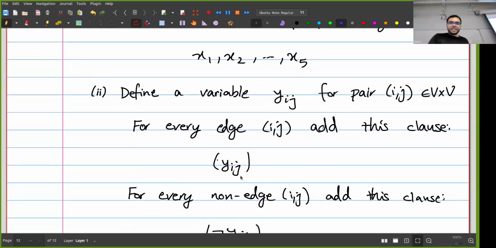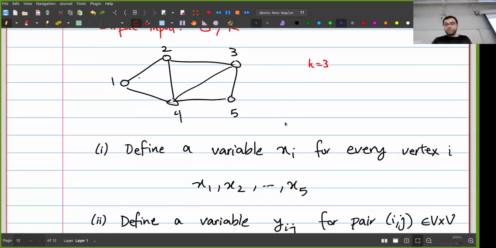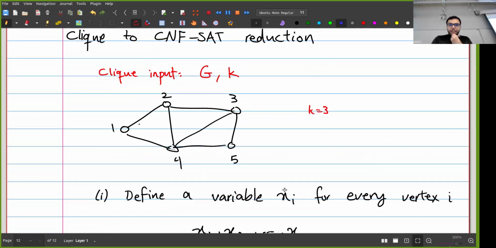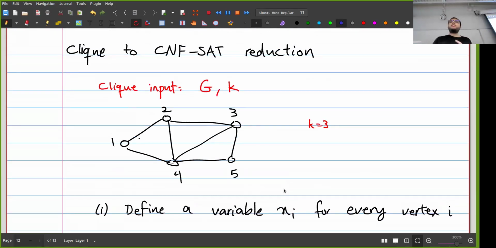Now it's pretty easy to check this. Again, if you're writing this in an exam, you have to write all of these things carefully, but you can check that my formula will be satisfied if and only if what I'm assigning here to my variables is a clique. But there is still another part remaining. My question was not just whether I have a clique or not. My question was whether I have a clique of size k. How can I say that my clique should have the size k exactly?